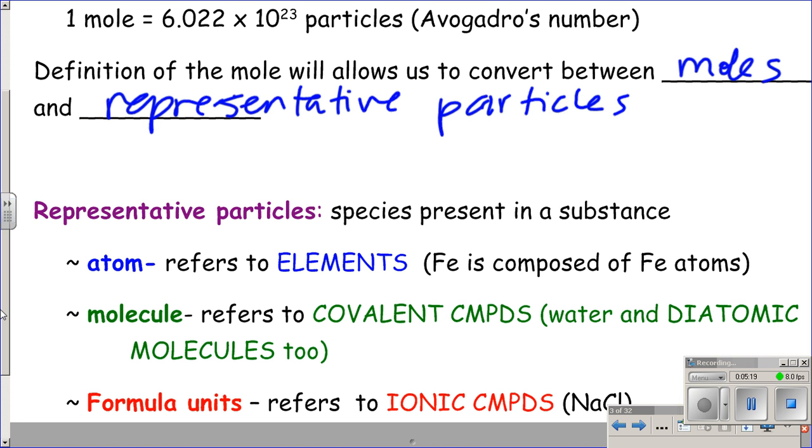Write down what you need to, but I'm going to talk through them and kind of give you a diagram here. So the first type of representative particle is an atom. An atom represents some sort of elemental chemical, just straight from the PTOE. Atoms of oxygen, atoms of copper, atoms of iron, atoms of neon, atoms of argon. Just something straight from the PTOE.